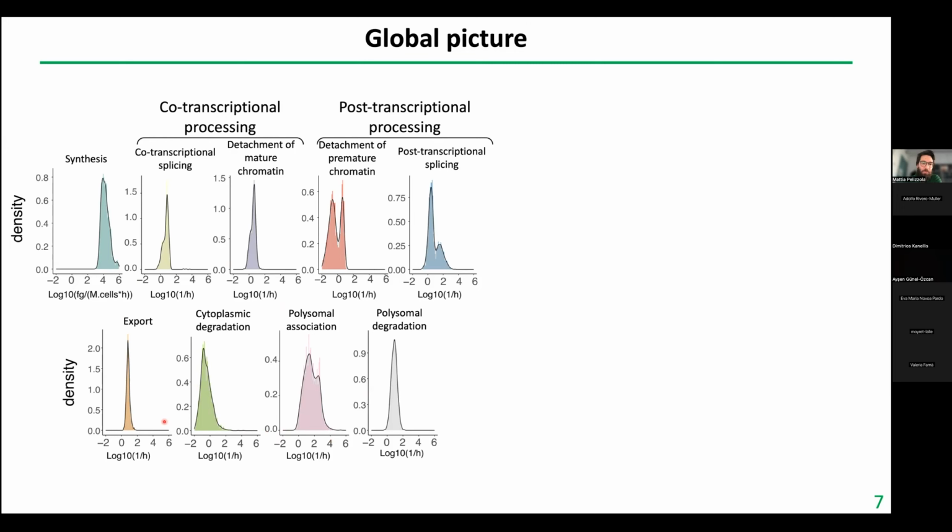So the first are probably more tightly regulated by the cell, while the others are more involved in the definition of heterogeneous transcriptional programs for different genes. And we can also appreciate that there are several bimodal distributions, which of course means that for a given rate, there is a set of genes which are more efficiently, in this case, detached, while others are less efficiently detached.